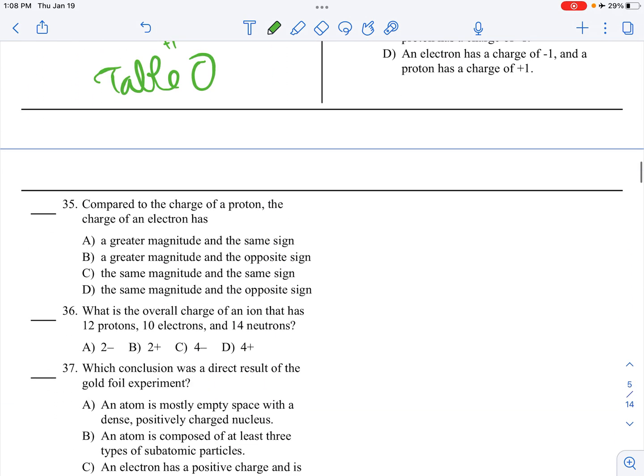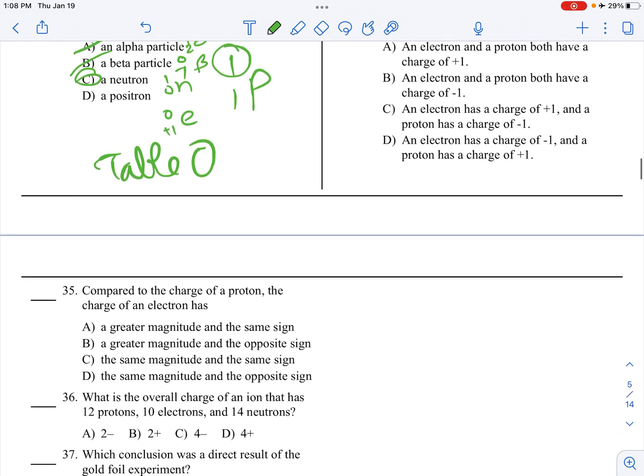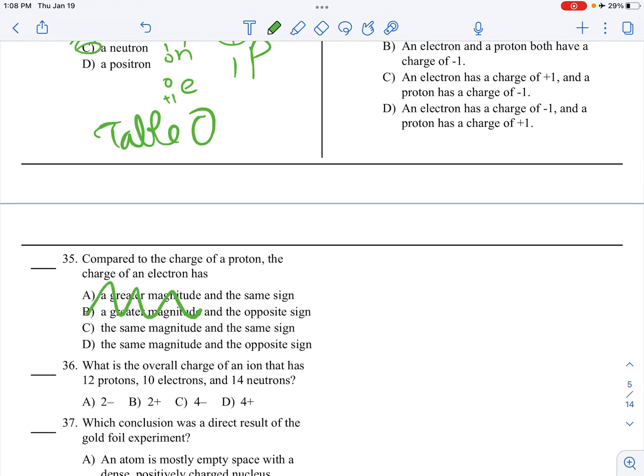Okay. Compared to the charge of a proton, the charge of an electron. We just answered this in a different way. So they have the same magnitude, meaning they're both 1s. But the difference is the sign.